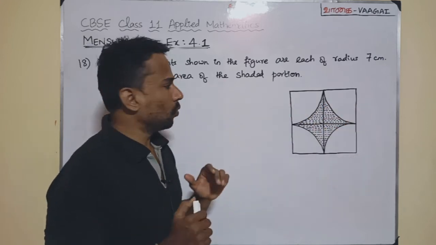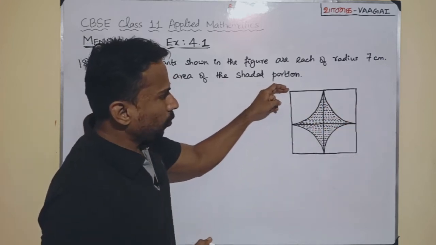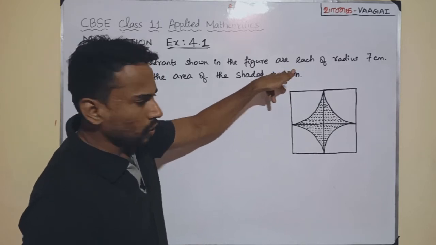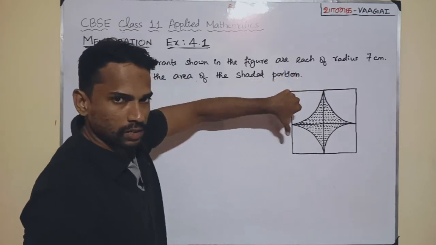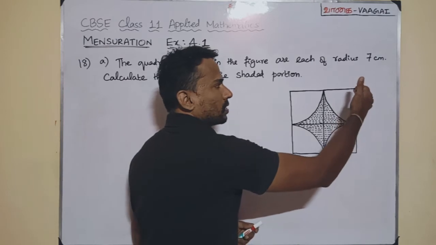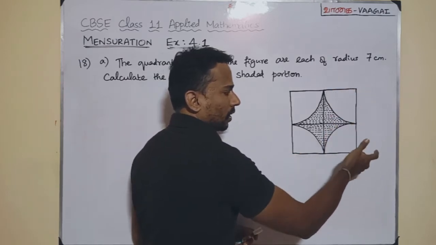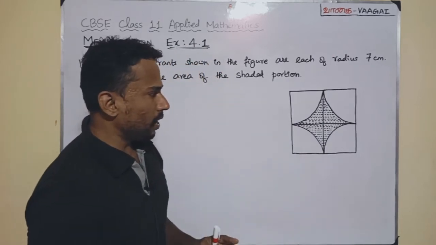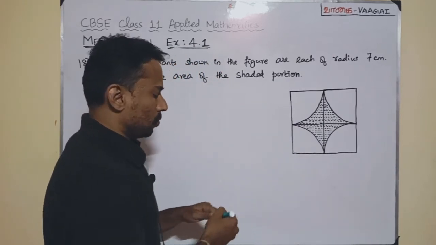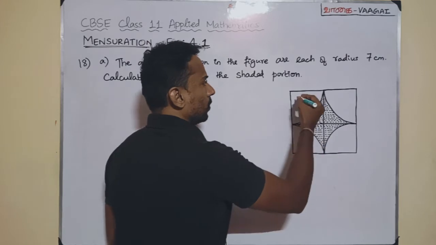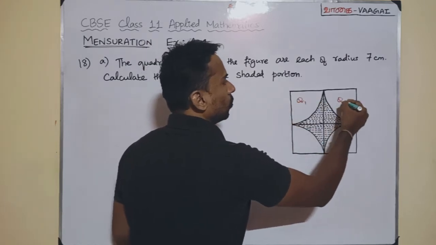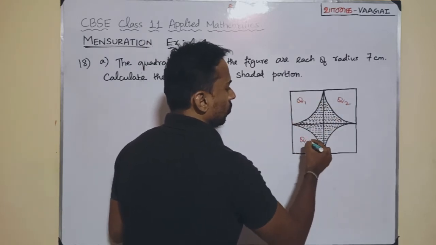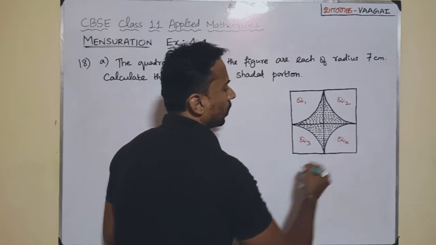Now if you closely look here, by keeping this point as the center, you have a quadrant like this. Same way, by keeping this point as the center, you have a quadrant like this. Again, here center one quadrant and here center one quadrant. So they have made 4 quadrants here. For comfort, we'll name them Q1, Q2, Q3, Q4. These are going to be the 4 quadrants.